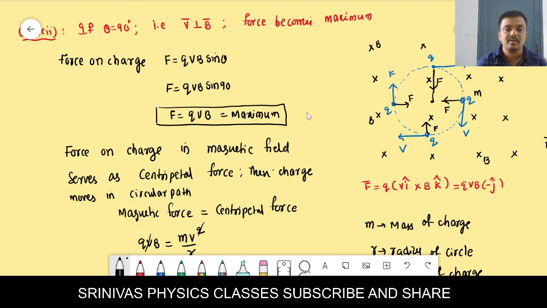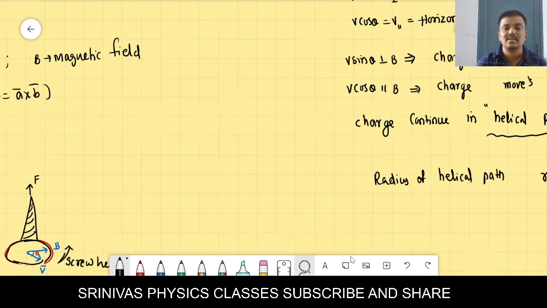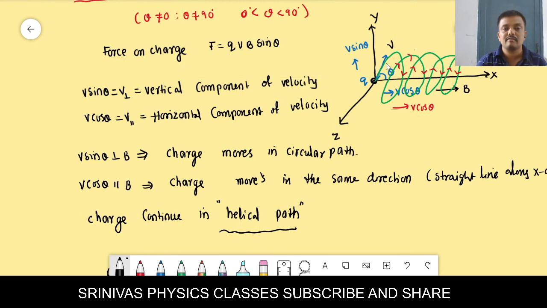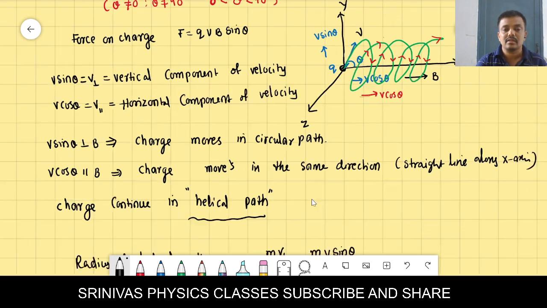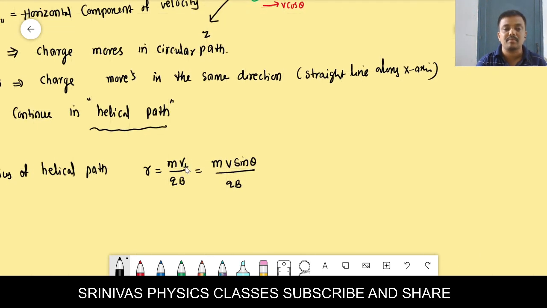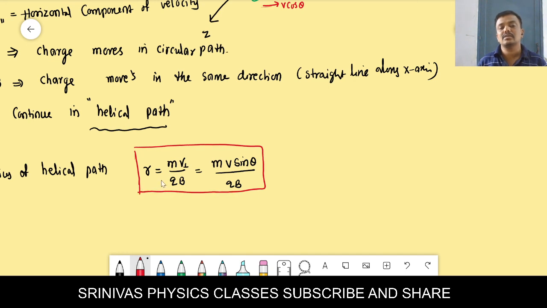Here V is perpendicular to B, but in this case V is not perpendicular to B. V is making theta angle with B. Which is perpendicular to B? V sin theta is perpendicular to B. Right? That's why only the perpendicular component V sin theta makes the charge move in a circular path. That's why in case 3 we have to take the radius formula as mv sin theta by qB.